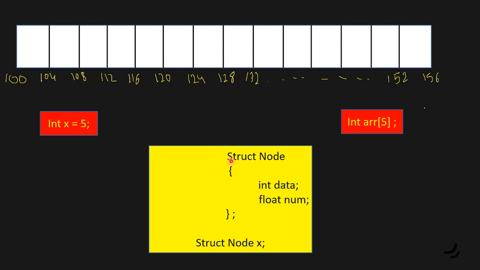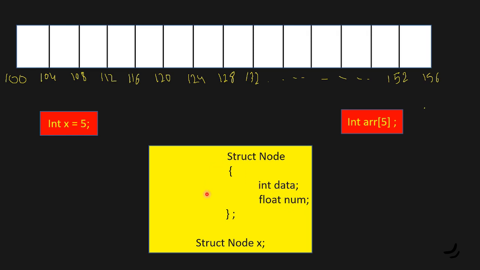So as you know, the structure is a user-made data type inside which you can have more than one variable of more than one type of data. Inside this I have a user-made data type whose name is struct node. Just like here the data type name is int, here the data type name is struct node, and inside that data type I have two variables whose names are data and num, and the data type of data is integer and num is float.